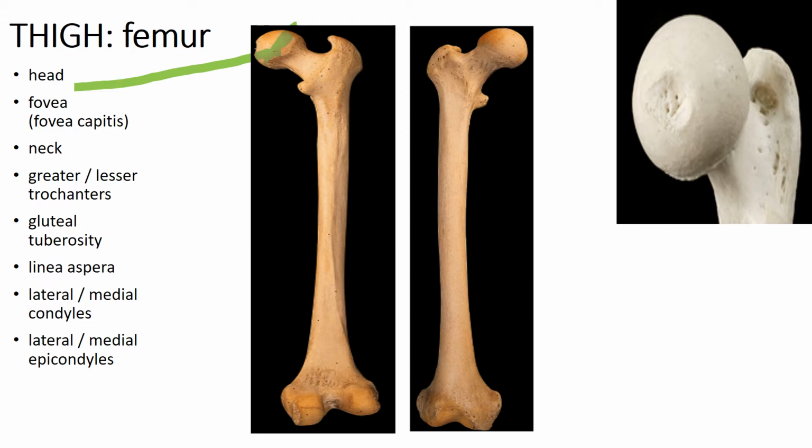Within the head, there is this small depression that I'm circling here, and this is the fovea. And at the fovea, there is a small ligament that will connect the head of the femur to the acetabulum of the os coxae. Then distally to the head, we have the neck, here in red, of the femur.